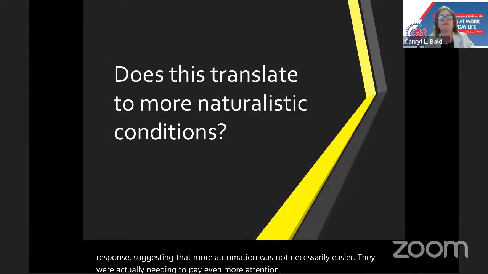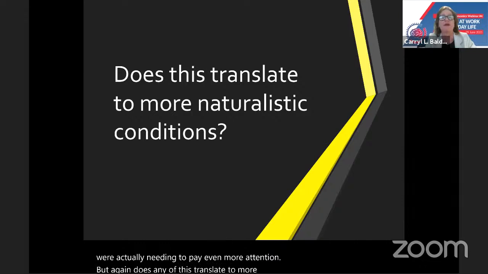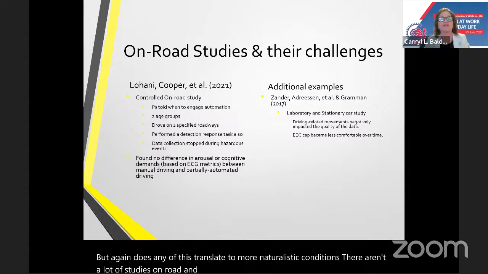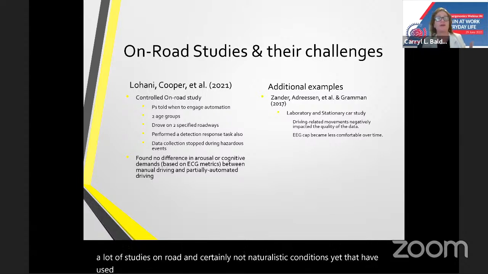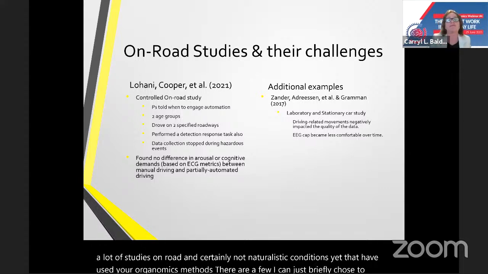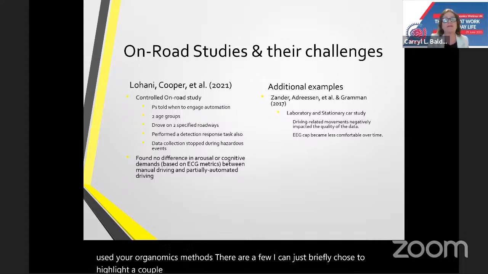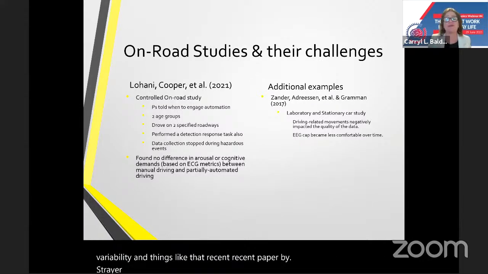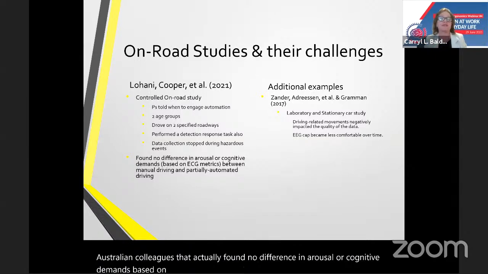But again, does any of this translate to more naturalistic conditions? There aren't a lot of studies on road, and certainly not naturalistic conditions yet, that have used neuroergonomics methods. There are a few. I just briefly chose to highlight a couple. One controlled on-road study used EEG and heart rate variability. A recent paper by Strayer and colleagues found no difference in arousal or cognitive demands based on EEG metrics or ECG metrics between manual driving and partially automated driving.